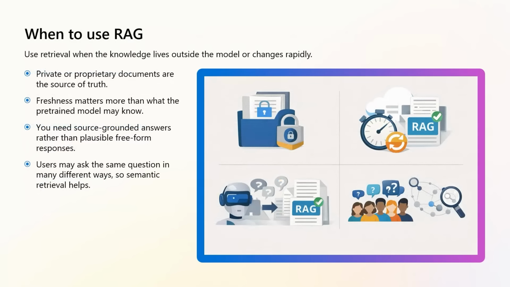A term very tied to generative AI is RAG, or Retrieval Augmented Generation. RAG is an architectural pattern used for what we call grounding. This is when the answers need to come from your own data, not just what the model was trained on. If the scenario mentions private documents, frequently changing information, or the need for cited resources, RAG is almost always the right call.